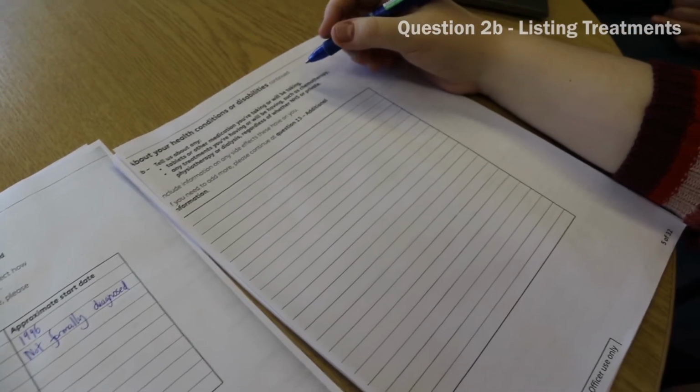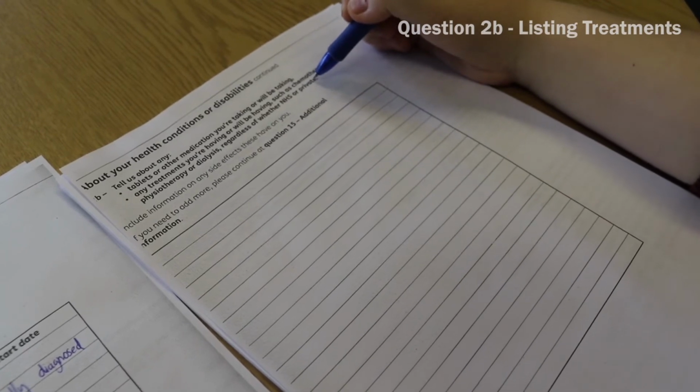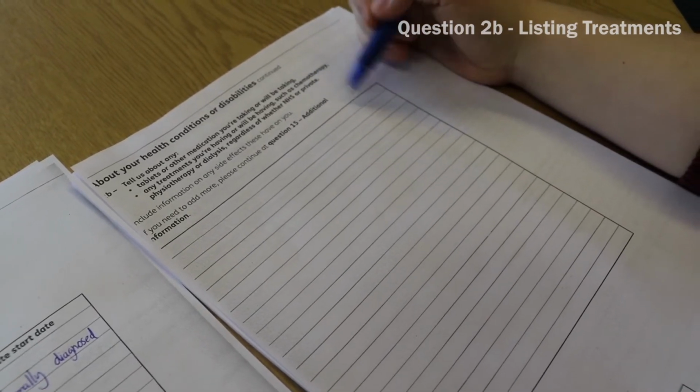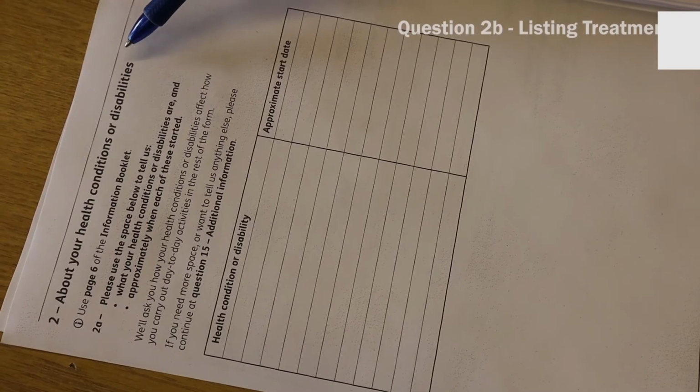In section 2B, I now need to list any treatment that I am currently having or will be taking. You should list any treatments you are currently having and any side effects that you have as a result of these. You should list all the treatments you take, whether you have been prescribed them or not. You need to give the person reading your form the full picture of what treatment you receive because of your conditions. Once you have listed your medications, you should go back and cross-check them against your list of conditions on page 4 to make sure you haven't missed any information.